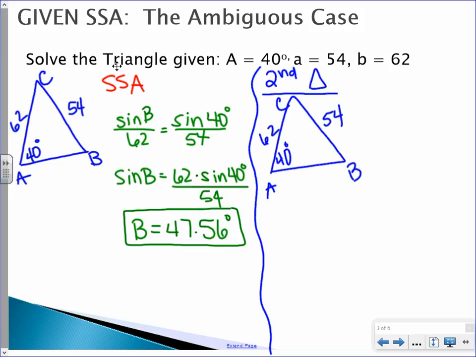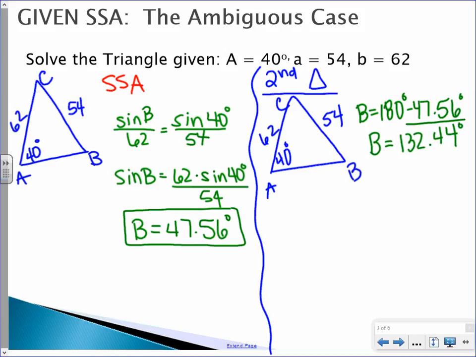We decided that the mystery angle from one triangle to the next triangle would have a relationship of being supplementary, correct? So since angle B is 47.56 degrees in the first triangle, then angle B in the second triangle would be its supplement, which is... so we have two triangles.